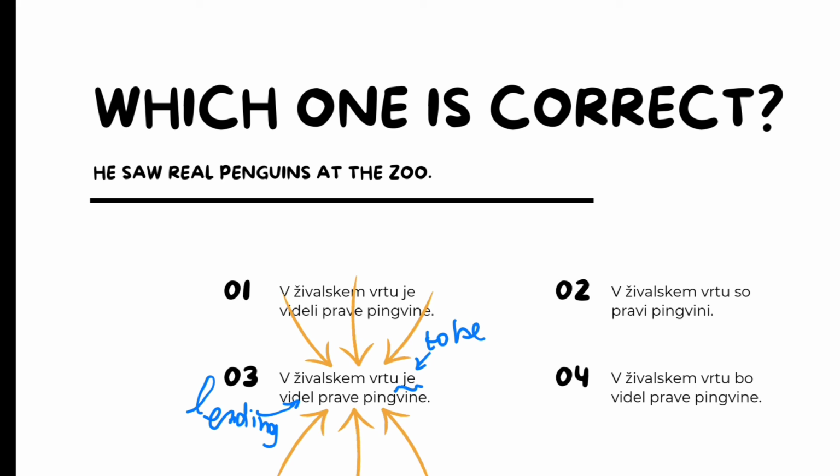For why 2 and 4 are wrong, well, 2 is "v živalskem vrtu so pravi pingvini", which is not past tense, it's actually present tense, because you don't see any L endings, right? You just see "so", are. In the zoo are real penguins. You don't see any indication of past or future tense. And why is 4 wrong? "V živalskem vrtu bo videl prave pingvine." Because you have "bo", which is future to be.